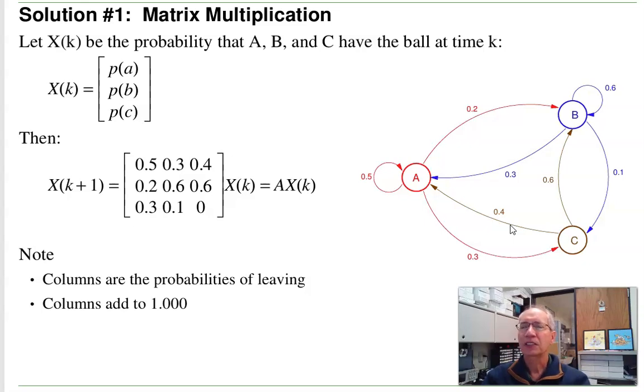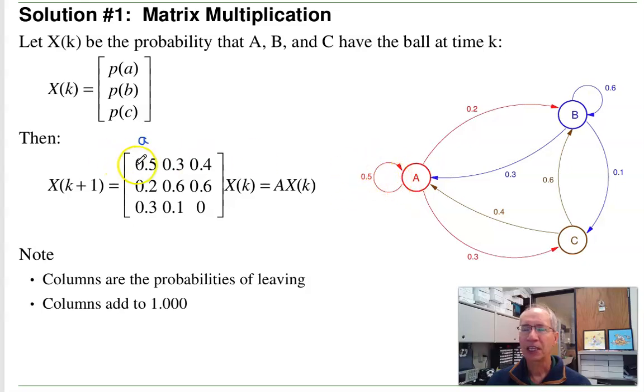Suppose x represents the probability that A, B, and C have the ball, and I'll organize it in this way. The first entry is probability A has the ball, followed by the probability B has the ball, probability C has the ball. The state transition matrix is how to go from x of k to x of k plus 1. That's this diagram. Now the first column is multiplied by the first column of x. So this is if A has the ball, who has the ball next?